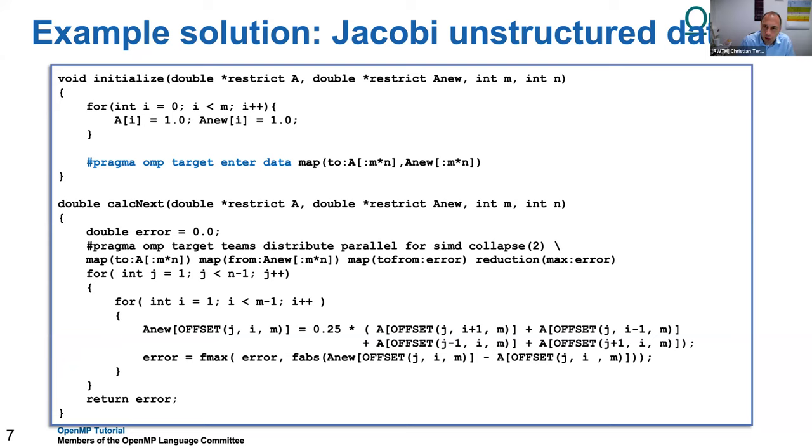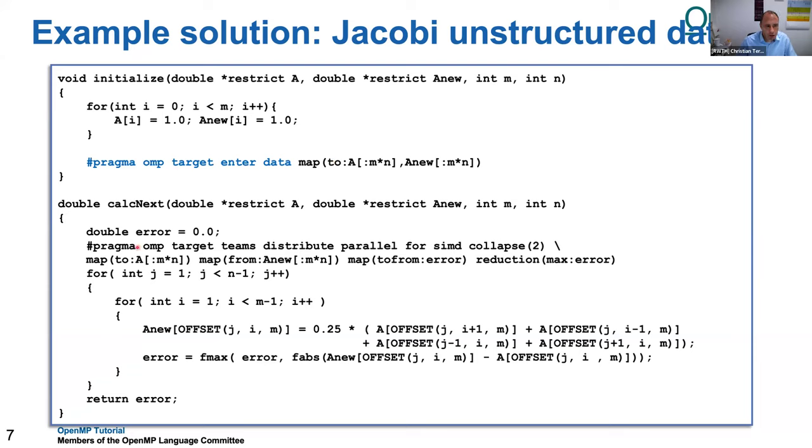We need a data region, in C and C++ a constructor, sorry. We need a data region that spans the lifetime, or the dynamic extent, in which these multiple functions are being called. If we have a routine like initialize, we can make use of the unstructured data movement, target enter data. That means in here we map the arrays A and A new from the host to the device, and they end up in the existing data region.